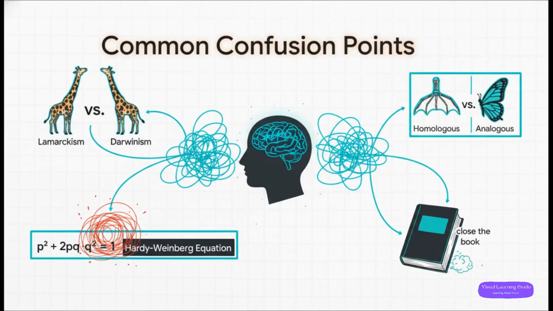I'm willing to bet these are the exact spots that always trip you up, right? Trying to nail down the actual difference between what Lamarck was saying versus Darwin. Or that moment you're trying to remember, wait, is homologous the one with the same function or the same structure? And then, just when you think you're getting the hang of it, the Hardy-Weinberg equation shows up and you just kind of want to close the book. Sound familiar? Don't worry, we've all been there.